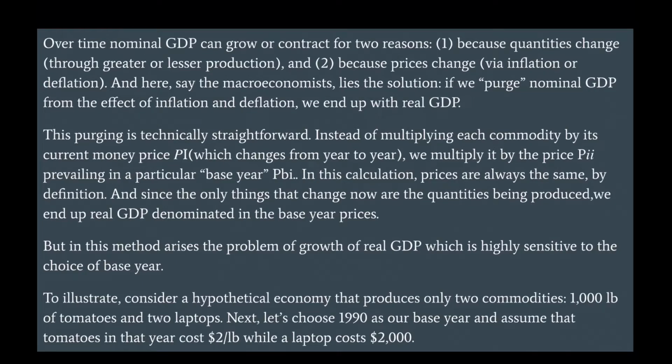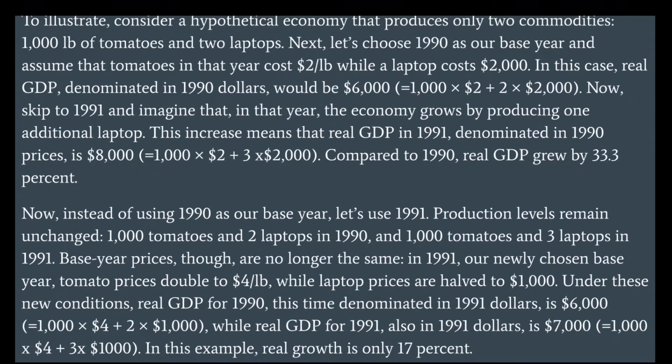the base year prices. But in this method arises the problem of growth of real GDP, which is highly sensitive to the choice of base year. To illustrate, consider a hypothetical economy that produces only two commodities, 1000 pounds of tomatoes and 2 laptops. Next, let's choose 1990 as our base year and assume that tomatoes in that year cost $2 per pound while a laptop costs $2,000. In this case, real GDP denominated in 1990 dollars would be $6,000, that is 1000 times $2 plus 2 times $2,000.